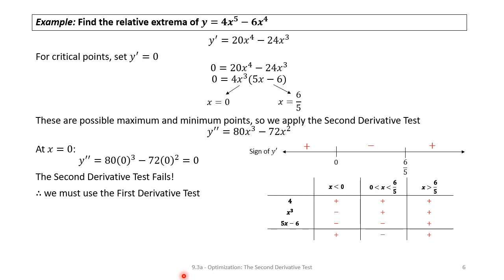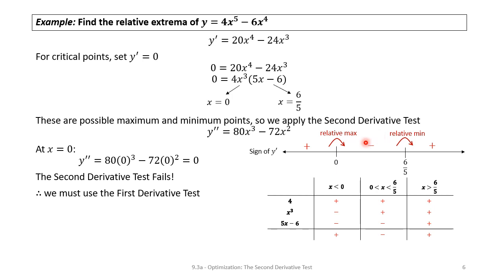So we'll now consider the signs. Before 0, it goes from positive to negative. So we can say that there is a relative maximum at x equals 0. For 6 over 5, from left to right, we're going from a negative to a positive. So we're decreasing then increasing. So this is a relative minimum.